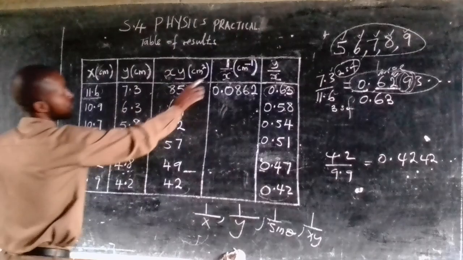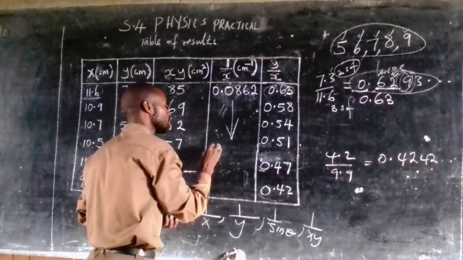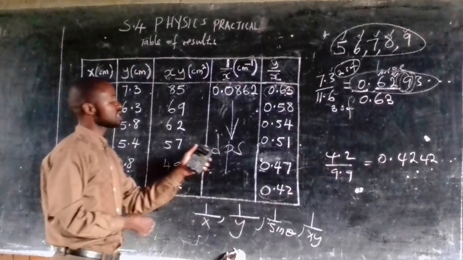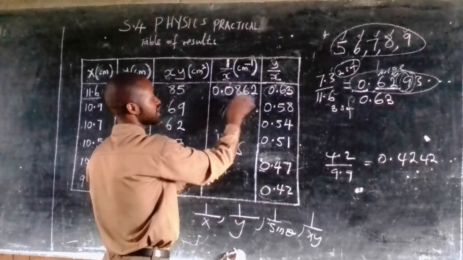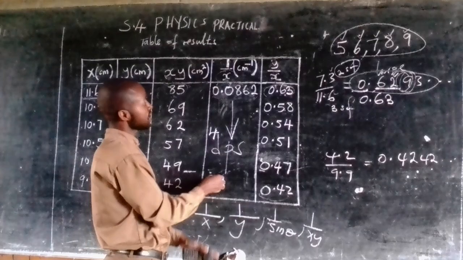Now, the same rule works. After having obtained this, for the rest of the numbers downwards, we should talk about decimal places. And these decimal places, where shall we get them from? From this number we have just written. This one has how many decimal places? There are four decimal places. For the rest of the numbers, we are not going to talk about significant figures. Instead, we are going to write these answers to the same decimal places as this first number. Let me hope that one is clear.